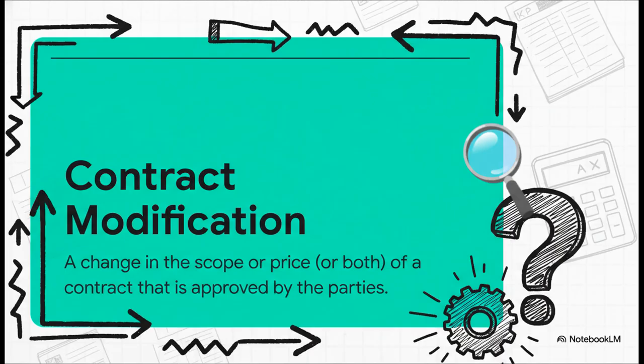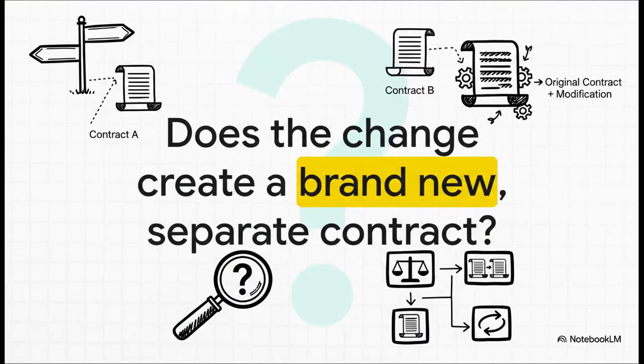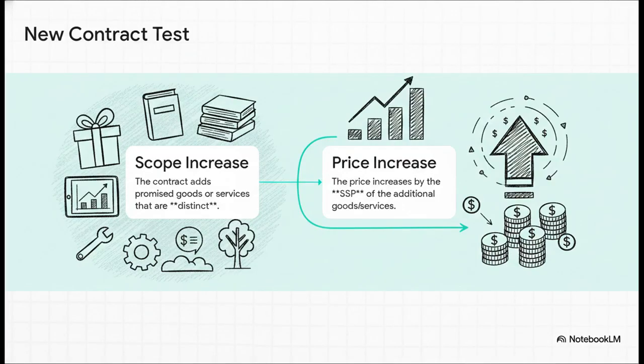It all kicks off with one simple question. This is the first major fork in the road. We have to figure out if this change is so big that it's basically its own brand new contract, or if it's really just an edit of the original. And to figure that out, there's a really specific test you've got to run. Here it is, the two-part test.